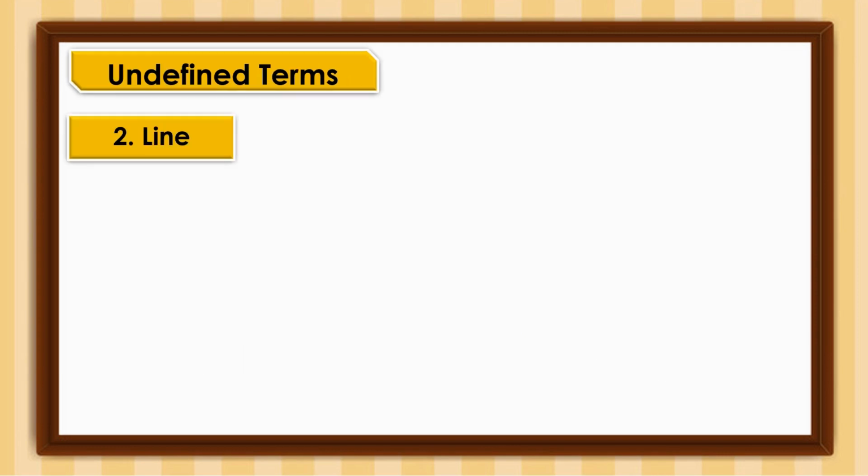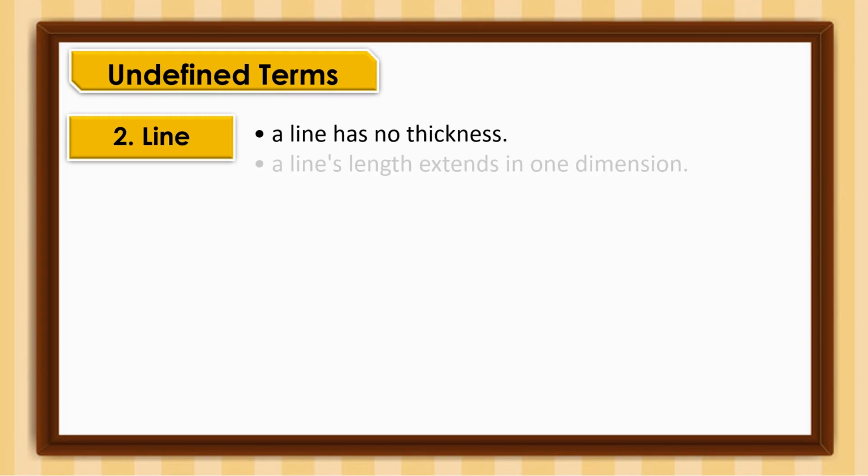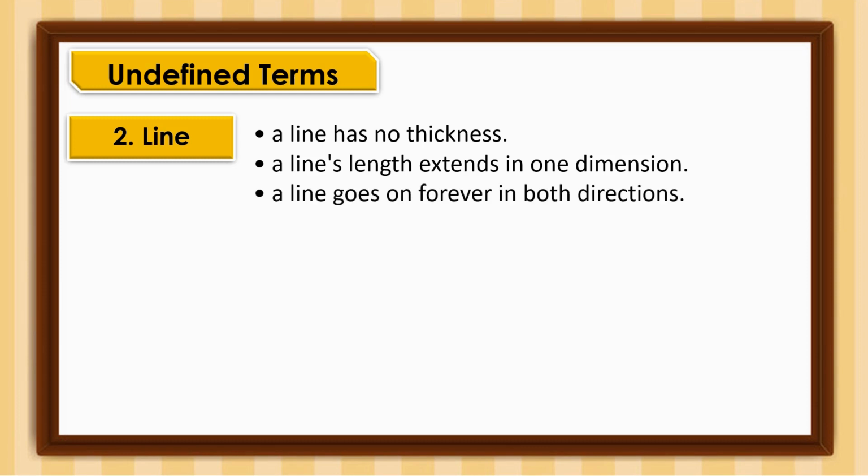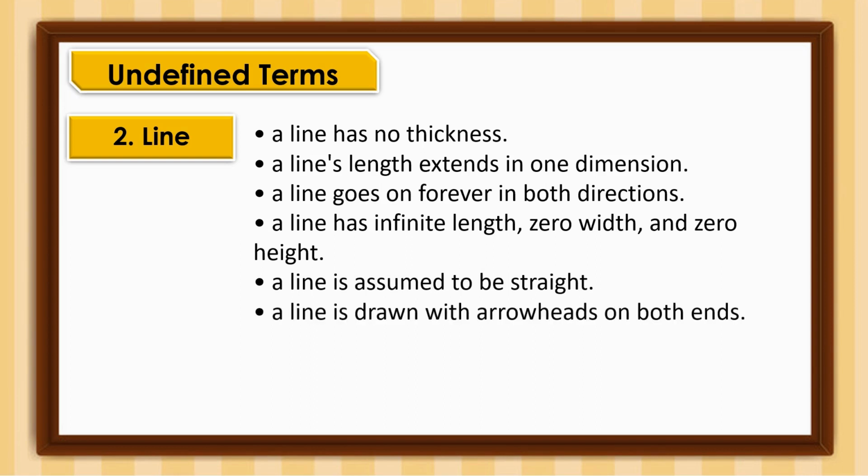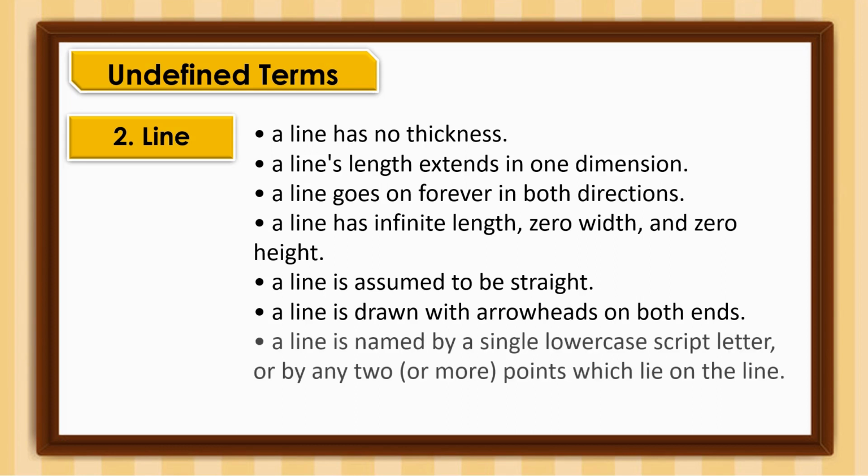Now, let's talk about what is a line. When we say a line, it has no thickness. A line's length extends in one dimension. A line goes on forever in both directions. A line has infinite length, 0 width, and 0 height. So a line is assumed to be straight, and a line is drawn with arrowheads on both ends.